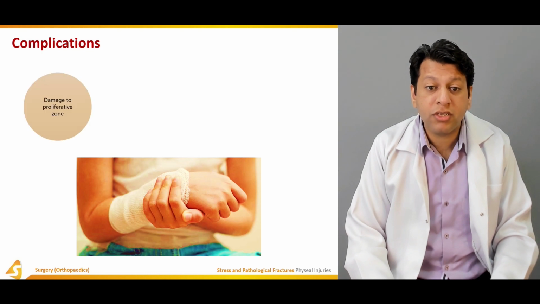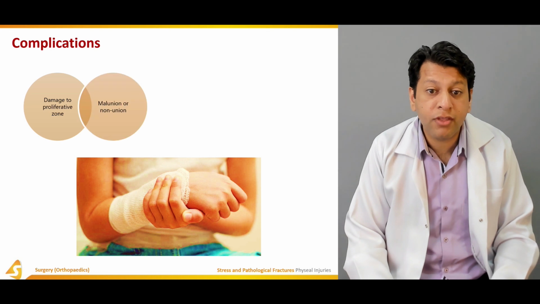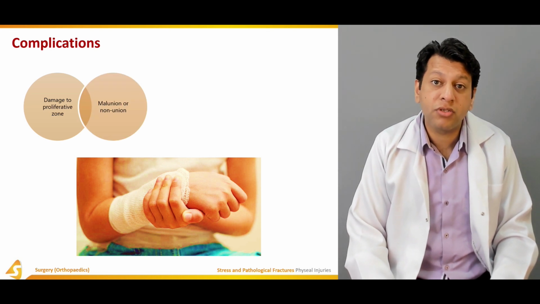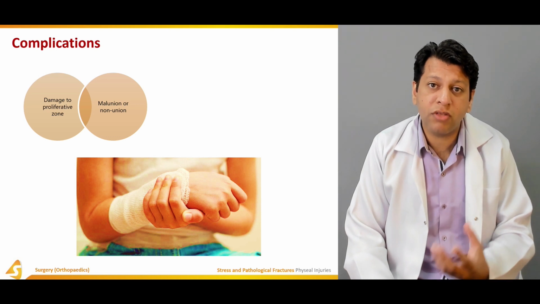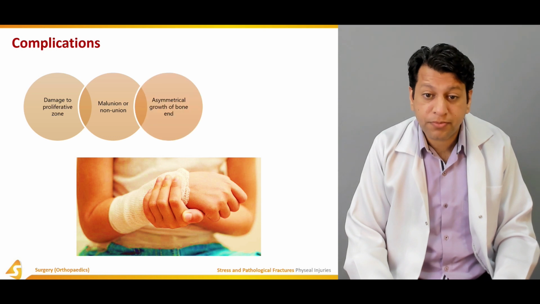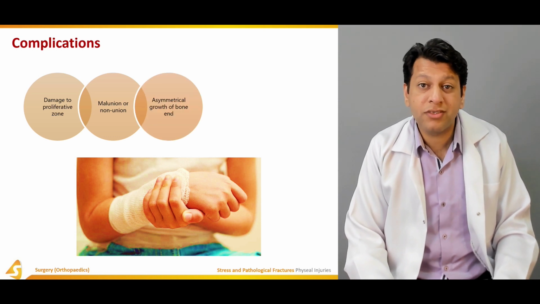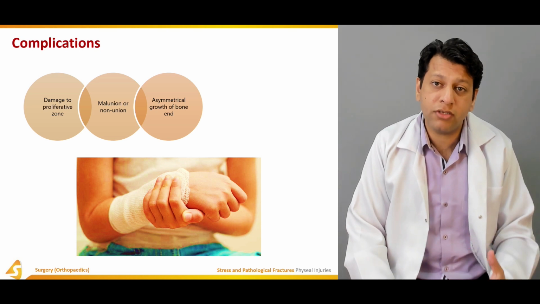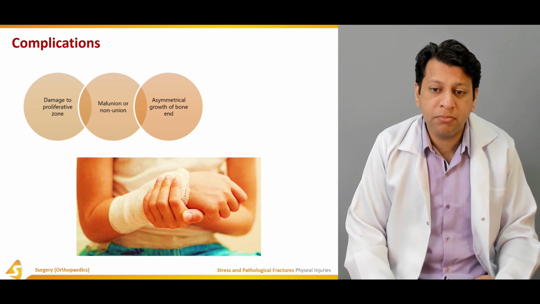The most common is damage to the proliferative zone, which means the bone cannot grow properly. Now these are other options, a malunion or non-union, because the bone cannot grow and the fragments won't unite. The fragment would result in a non-union. Another option, if there is asymmetrical growth of the physis, this can present with an angulation, which can later on present with a massive genu varum or genu valgum.